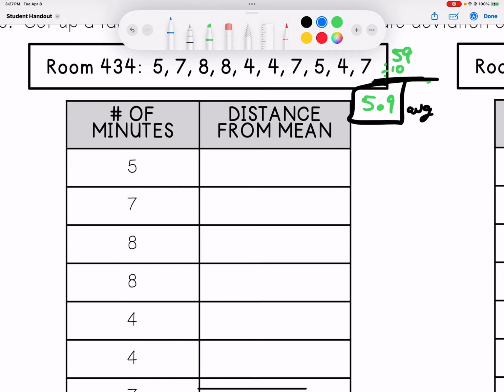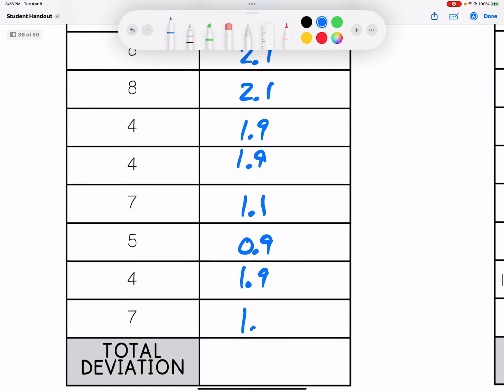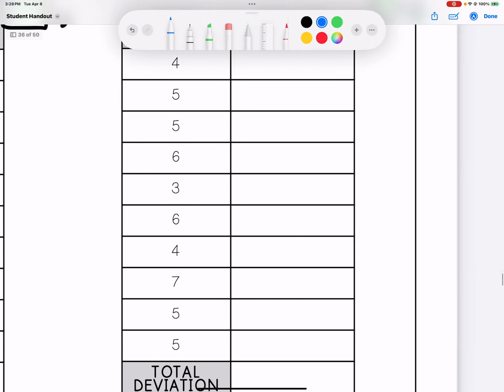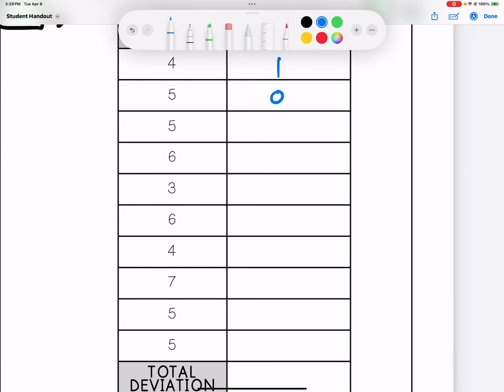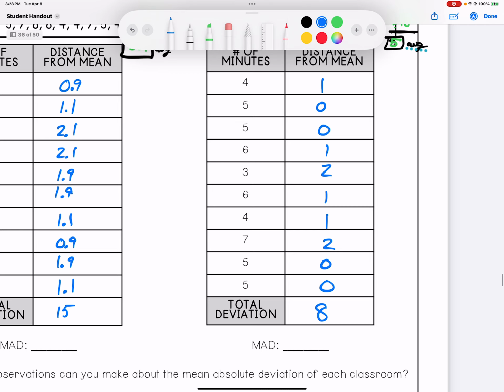Okay. This was 0.9 away. This was 1.1, 2.1, 2.1, 1.9, 1.9, 1.1, 0.9, 1.9, 1.1, and it added up to 15. I will zoom out. You will be able to get those. Over here we had 1, 0, 0, 1, 2, 1, 1, 2, 0, 0. They added up to 8. All right, there you go.